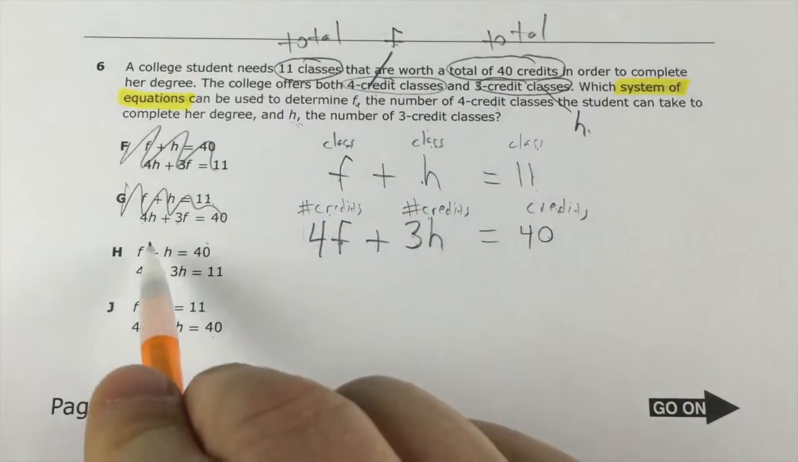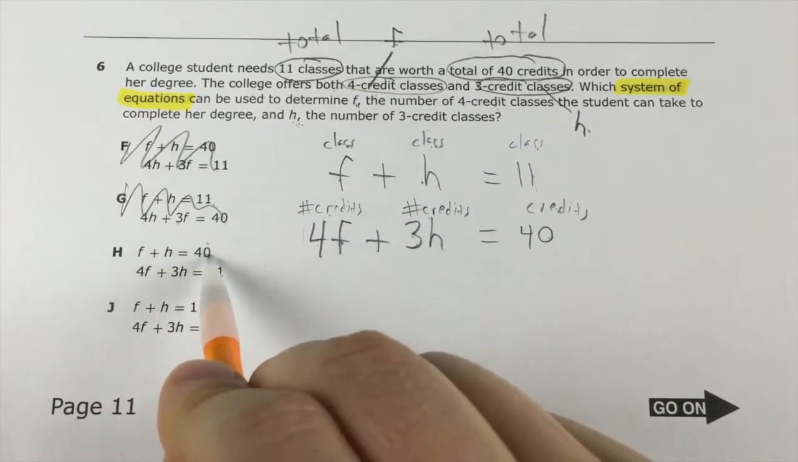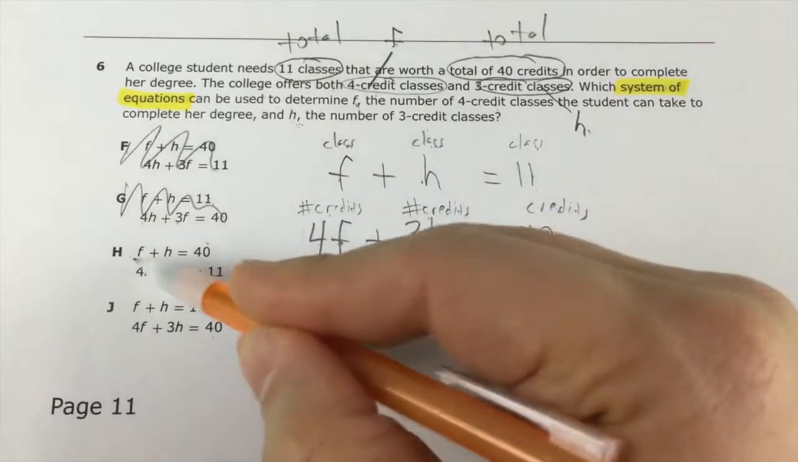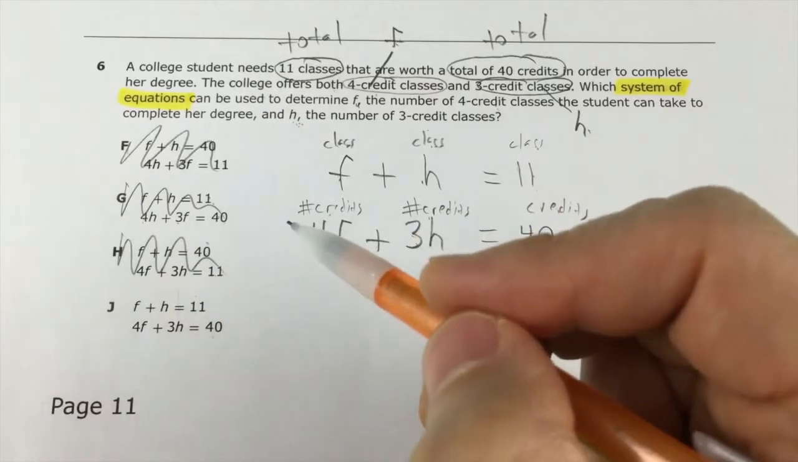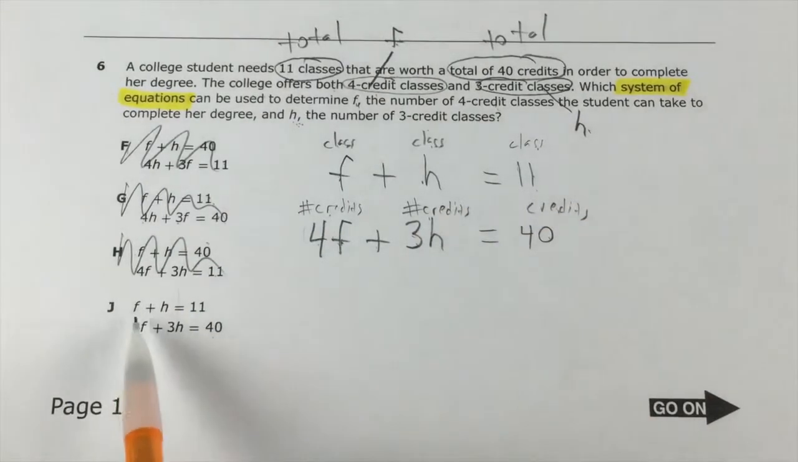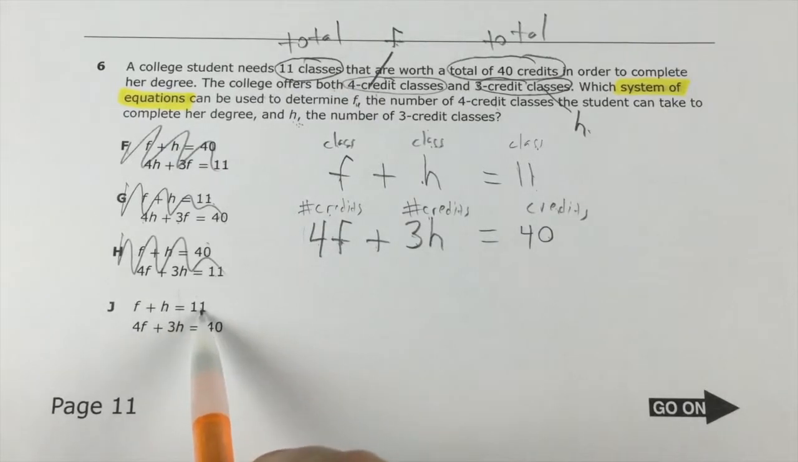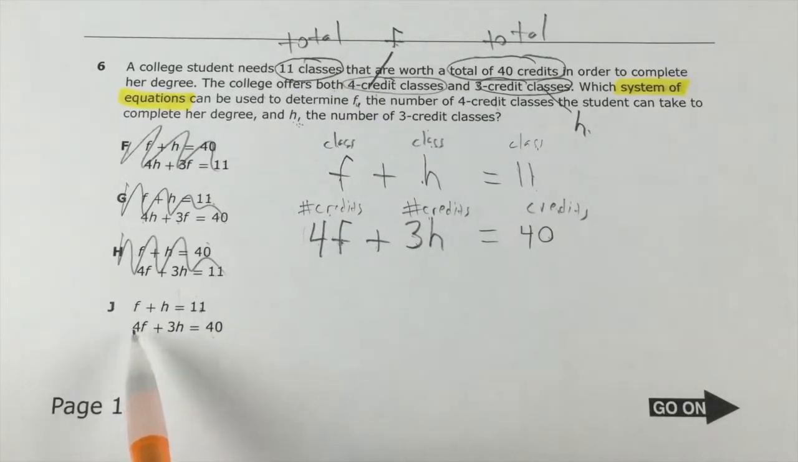Okay, here they have the F plus H equals 40 again. That's a class plus class equals credits. That doesn't work. So the only hope we have is J. The 4 credit classes and the 3 is equal to 11 total classes, and then 4 times F plus 3 times H equals my 40.